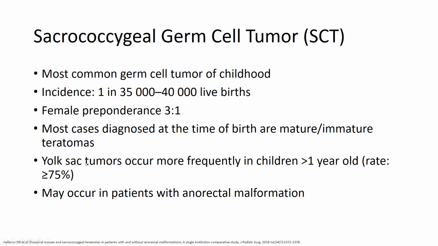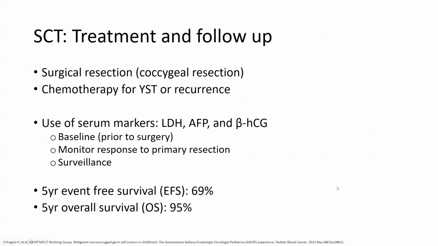Just a point to note that yolk sac tumors will occur more frequently in children over 1 year, and the rate of that is about 75%. But they can occur in the sacrococcygeal location. And they may occur in patients with anorectal malformation. We do have a very large clinic here for patients who have anorectal malformation, and it's not uncommon to find them with the teratoma as well as a presacral mass. So what's the treatment and what do we do?